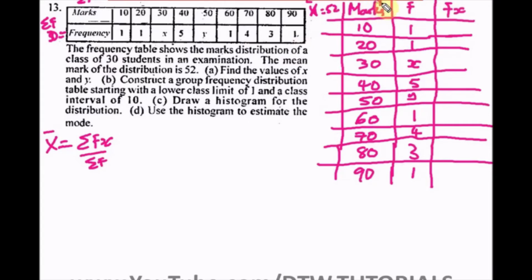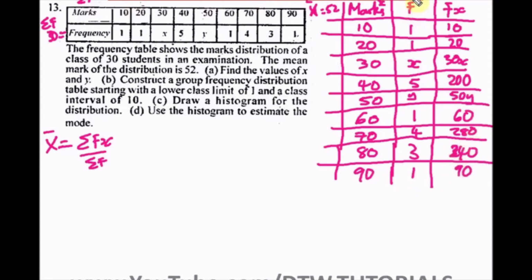So we are going to get fx. This x is your mark. So you multiply this. So 10 times 1 we have 10. And 20 times 1 we have 20. 30 times x we have 30x. 40 times 5 we have 200. 50 times y we have 50y. And 60 times 1 we have 60. 70 times 4 we have 280. And 80 times 3 we have 240. And 90 times 1 we have 90.